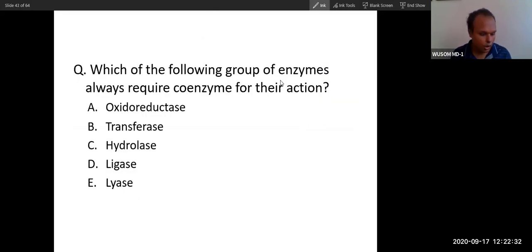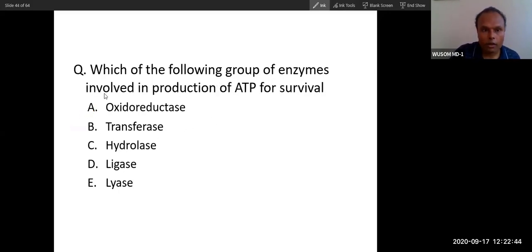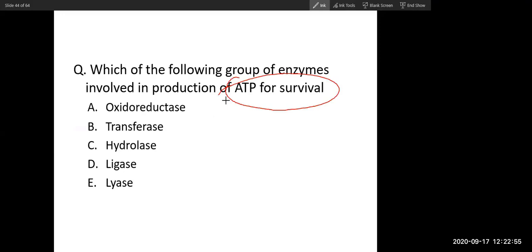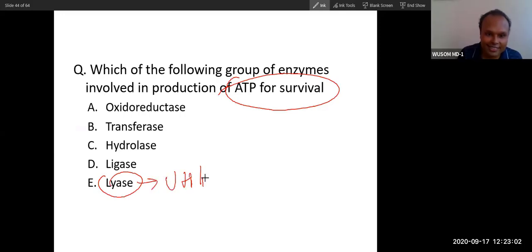Which of the following groups of enzymes always require a coenzyme for their action? Always require coenzyme. A. Okay. Which of the following groups of enzymes is involved in production of ATP for survival? Ligase, D. Ligase will utilize ATP, it will not produce it. So oxidoreductase.